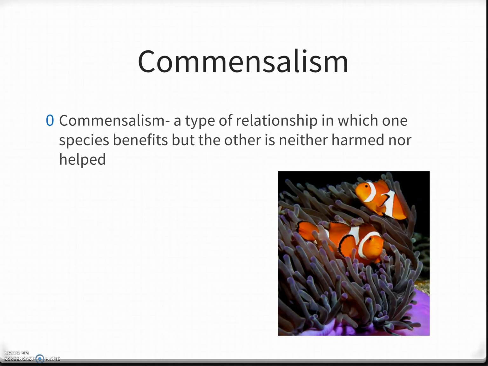Commensalism. One species benefits, but the other is not harmed or helped. Examples are birds that perch in trees. It doesn't hurt the tree. The bird needs to perch there. Fish hiding in a reef. It doesn't do anything to the reef, but the fish are protected.